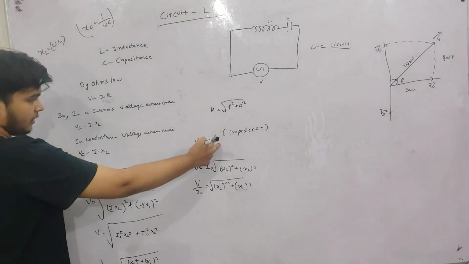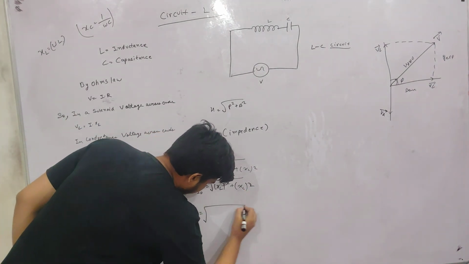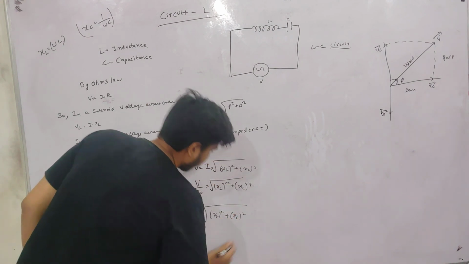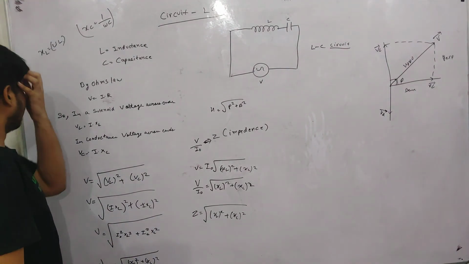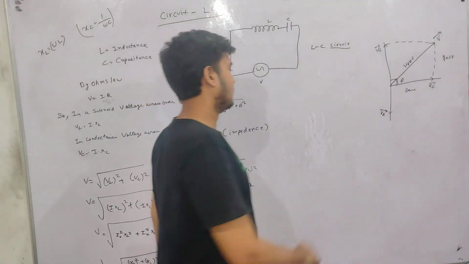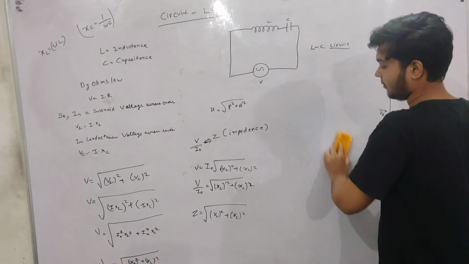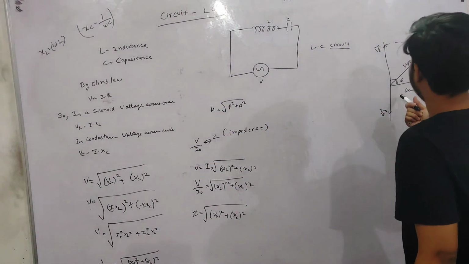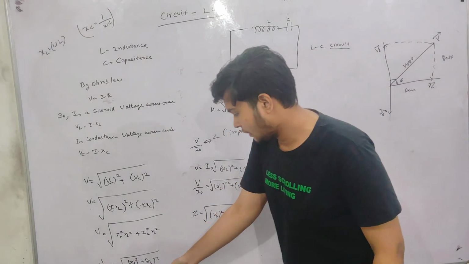V by I naught equals Z. So we also get that Z equals under root XL whole square plus XC whole square, the value of impedance in an AC LC circuit. In the exam we may get the question, derive the expression of impedance. This is the expression for impedance, and this is the resultant value of voltage.